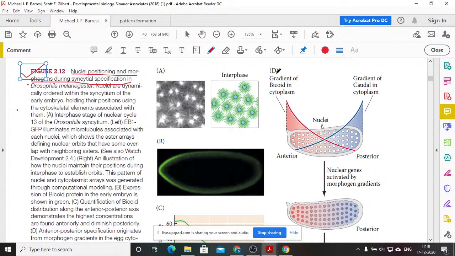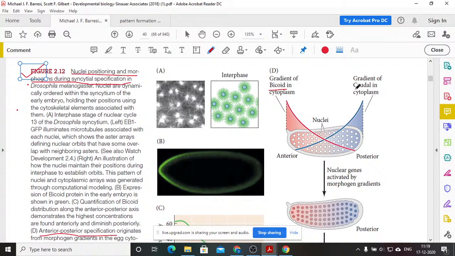So, let us look at picture D. D is the anterior posterior specification or axis formation. You can see this is the egg and these are the nuclei present in the egg. In the anterior region of the egg, there is a factor known as bicoid in the cytoplasm. This is a morphogen or cytoplasmic determination factor, bicoid. See the pink color region. So, bicoid concentration is much higher over here.